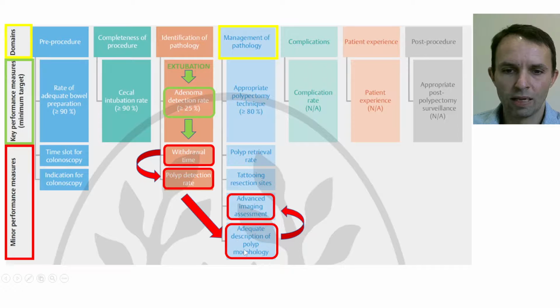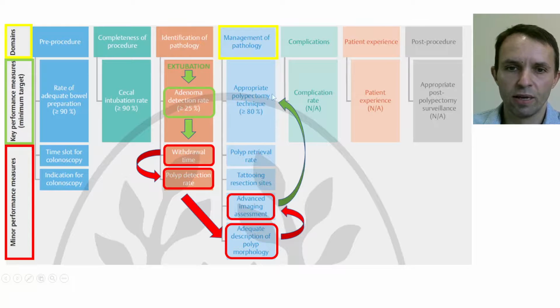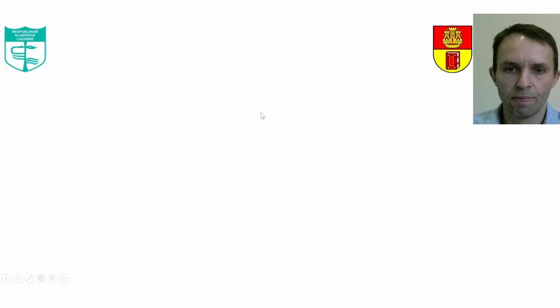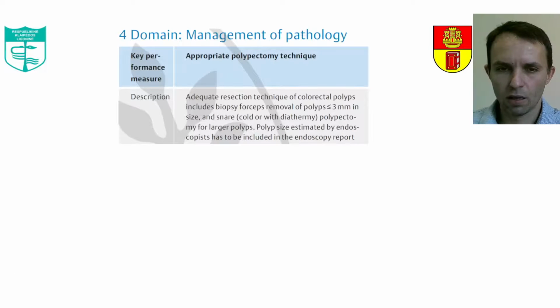Okay, so we described the polyp adequately. Then we used advanced imaging for assessment. And what we do next is we remove the lesion if it's necessary. So appropriate polypectomy technique is the key performance measure of the management of pathology domain. And what do guidelines say about appropriate polypectomy technique?